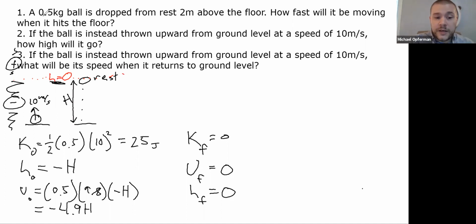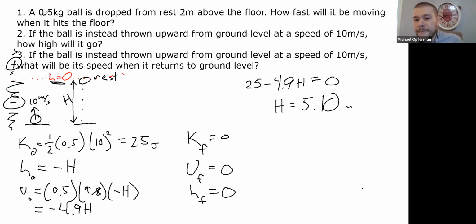So when I set my initial energy equal to final energy, my initial energy is 25 minus 4.9h, and my final energy is 0. And you'll notice the total energy in the system is 0, but it's okay because in the initial state, the kinetic energy is positive, the potential energy is negative, so they cancel each other out and give you 0. So then I end up getting h equals 25 over 4.9, which is 5.1 meters.